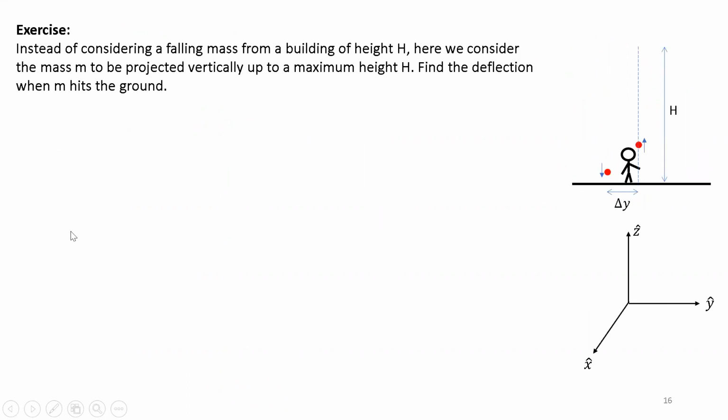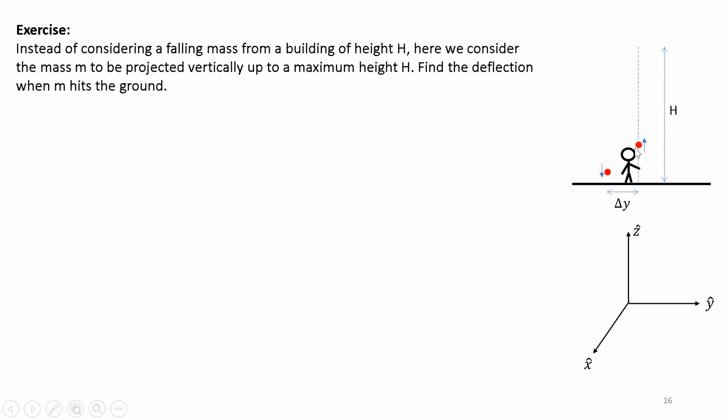Now let's do a very similar example here. Instead of dropping the ball from the top of a building, this time the person is standing on the floor, and he or she just throws the ball vertically up, like this. If there are no Coriolis force effects, what you expect is that the ball will just follow this dashed line, go up and then go back down.